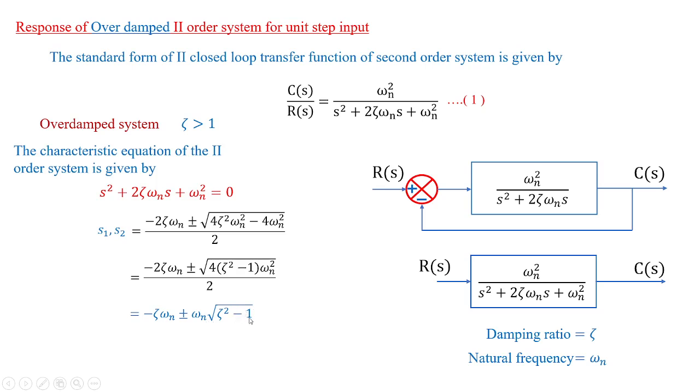zeta square minus 1. Just for a change, we are going to assume that sa is a root which is equal to minus s1 and sb is a root which is equal to minus s2 for overdamped systems. So you can take the value of sa to be zeta omega n minus omega n under root zeta square minus 1. Similarly, sb is equal to zeta omega n plus omega n under root of zeta square minus 1. This we are treating as equation 2.